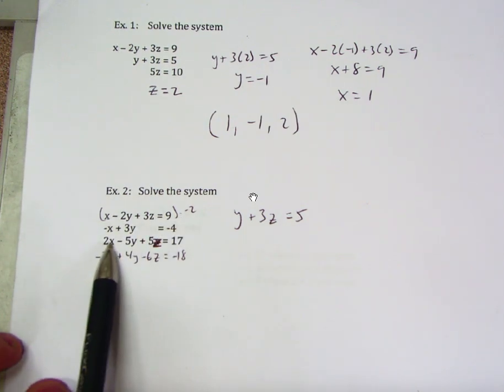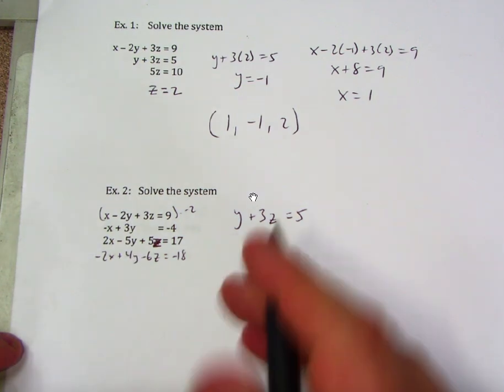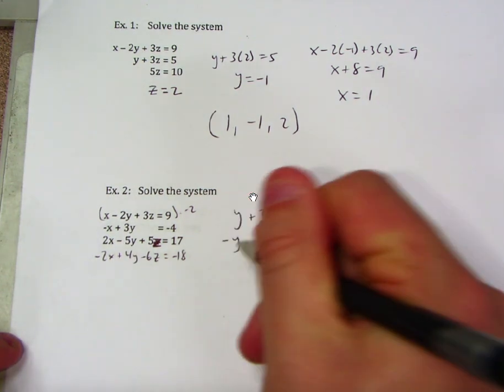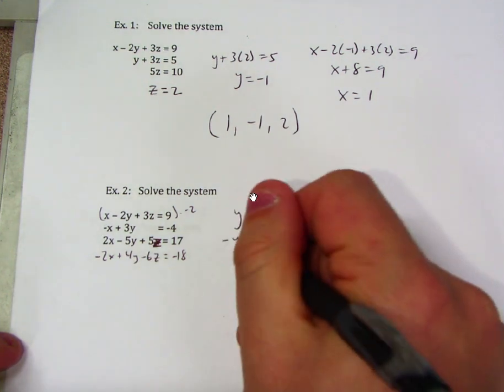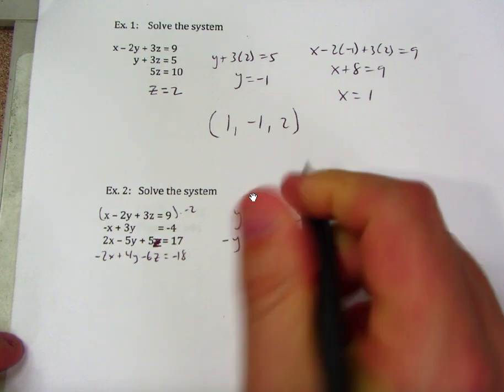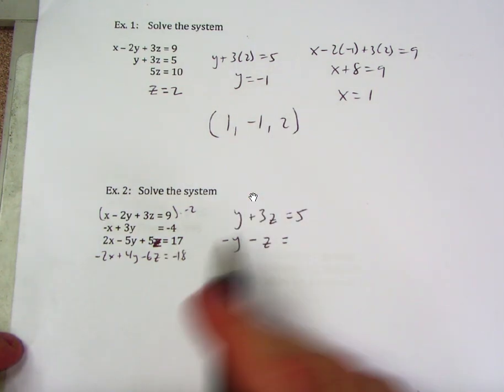So I'm just distributing this -2 to the whole top equation. Now I'm going to add these two bottom equations together, and I'm trying to get rid of this 2x here. So when I add these, the x's are gone. That's the whole goal. Add these, and I get -y. I'm going to write this below that first equation I got. And then I have -z equals -1.